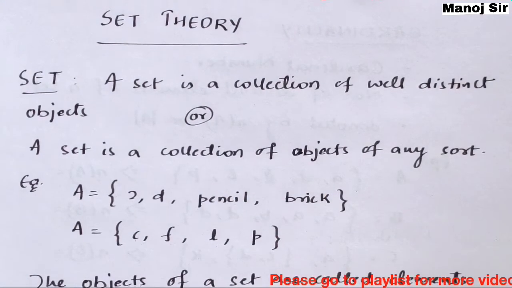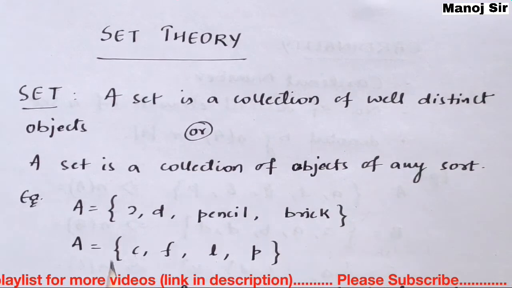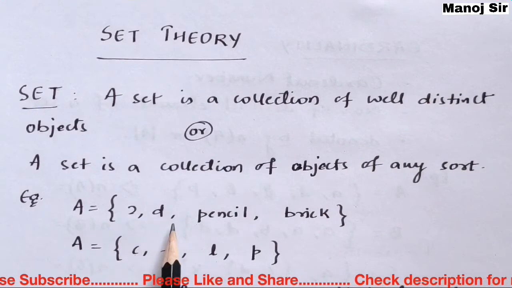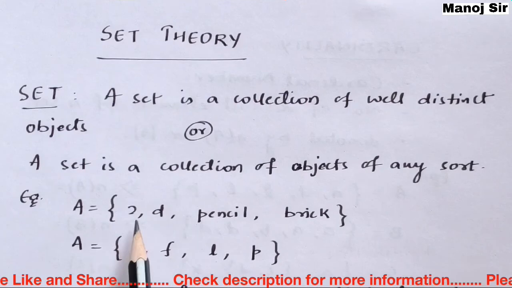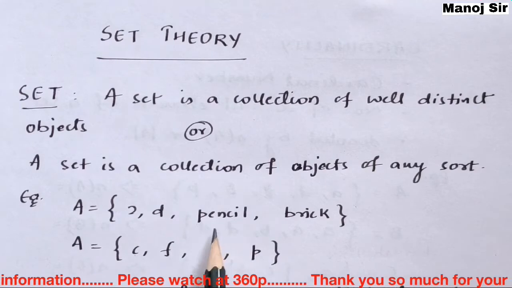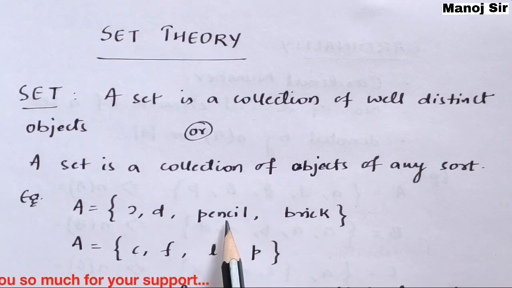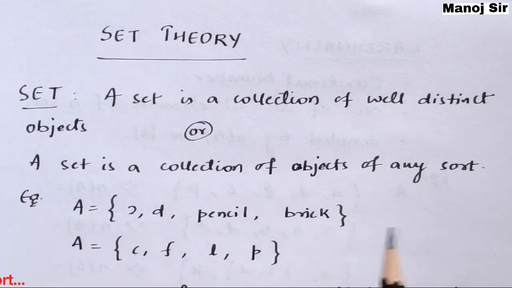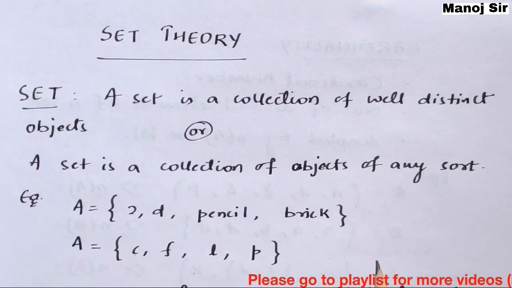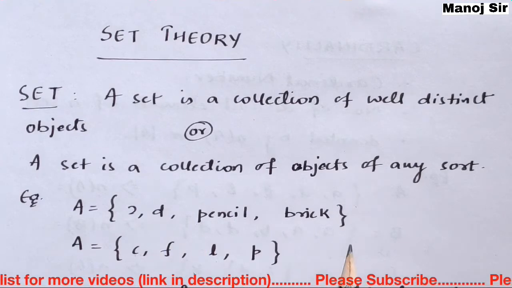Let us see two examples. Here, A equals 2, d, pencil, brick. 2 is a number, d is an alphabet, pencil is a stationery object, and brick is an object that is used to build a building. So here we can see that the objects are not well defined.